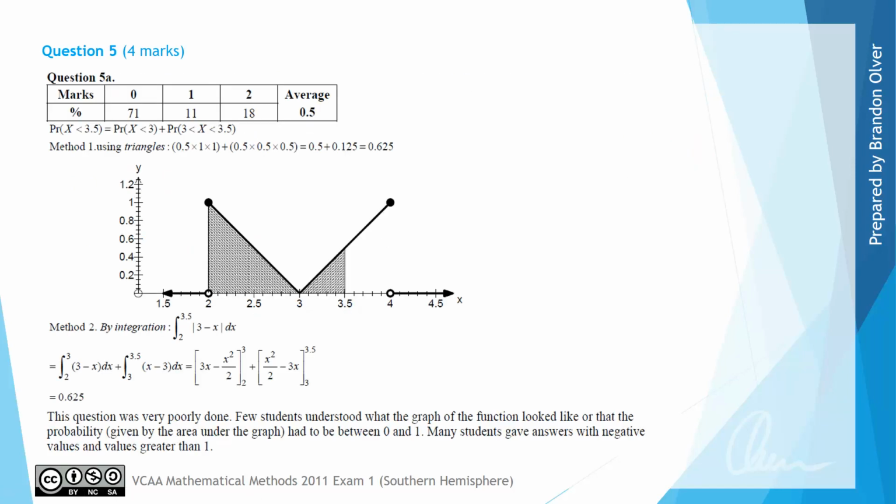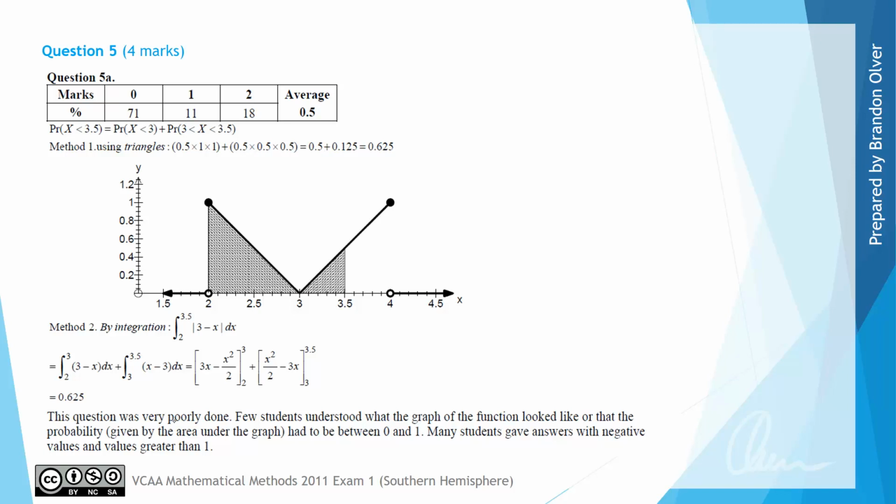So from the examiner's report we can see that 70% of students got 0 marks for this question and only 18% of students got full marks. The first method that the examiner's report describes is using triangles, and the second method, which does work, is by using integration on that function. And both results will give you the same answer of 0.625 or 5 on 8.